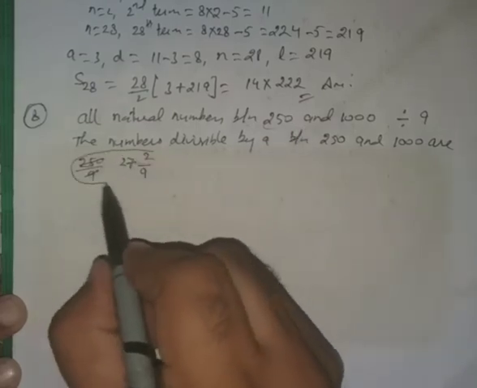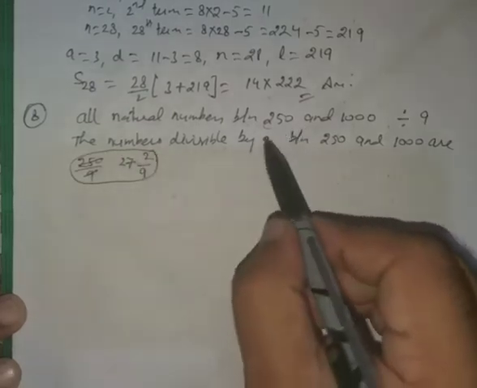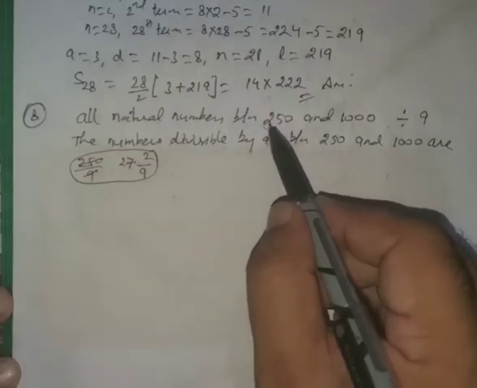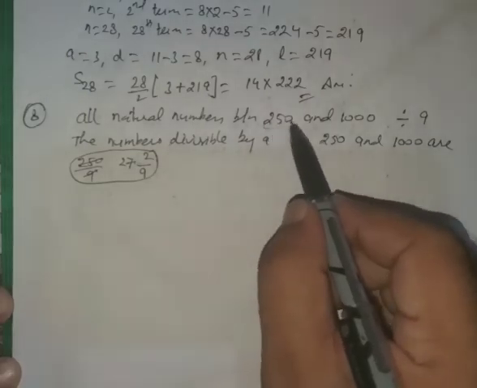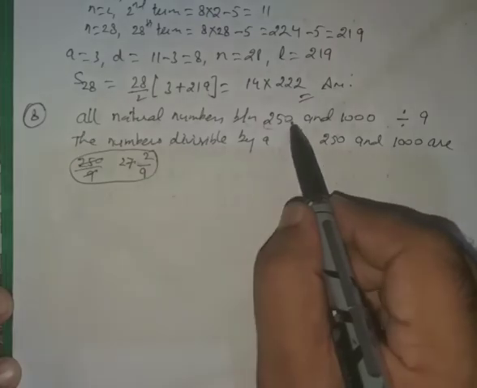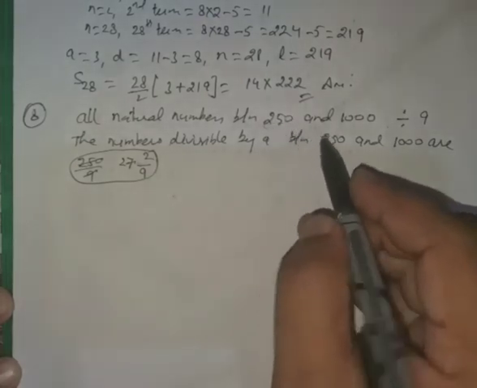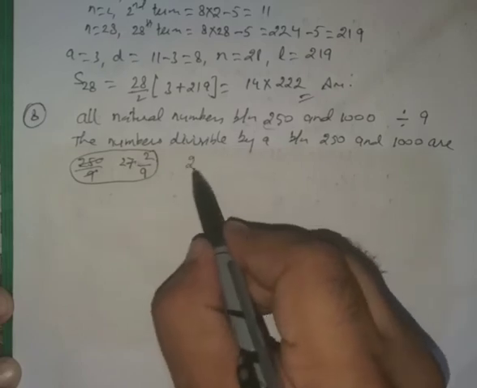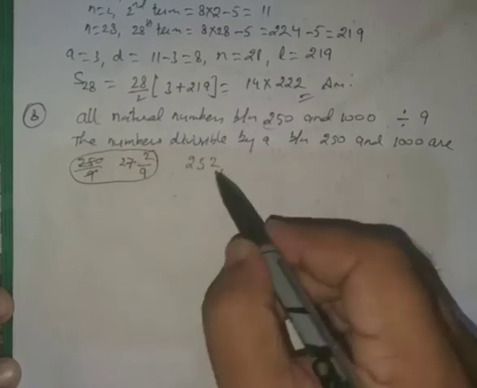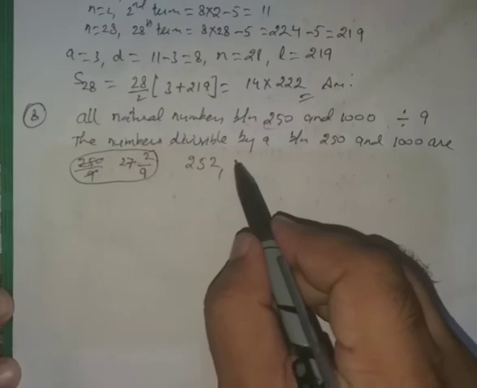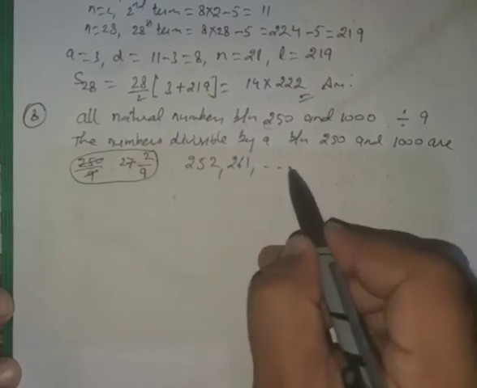You can use any of the tricks, or we also know that to divide a given number by 9, the sum of the digits must be divisible by 9. So here 2 and 5 are 7, so I need one more 2. So the first term will be 252. If I add 9 to this, then I will get 261 and so on.